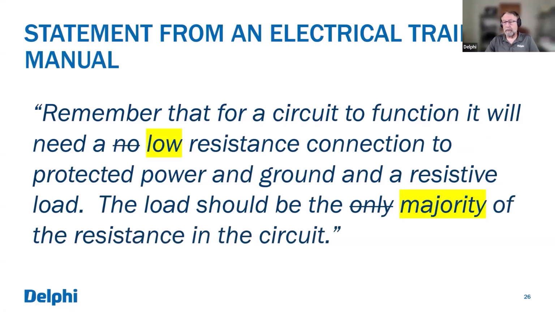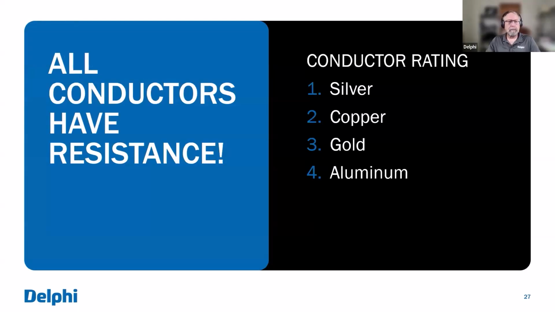Now, the other resistances should be low, but they are not no resistance. We need to make absolutely sure that everybody understands this. So instead of no resistance, it should read low resistance. And instead of being the only resistance in the circuit, now it's the majority of the resistance in the circuit. The load should be the majority of the resistance. And then things start making sense when you start looking at what a voltmeter is going to tell you when you're doing measurements on a live circuit.